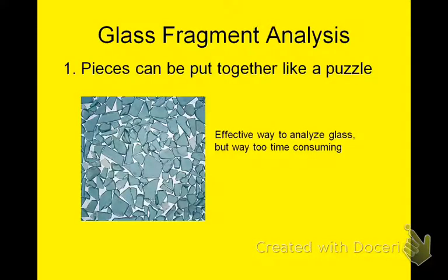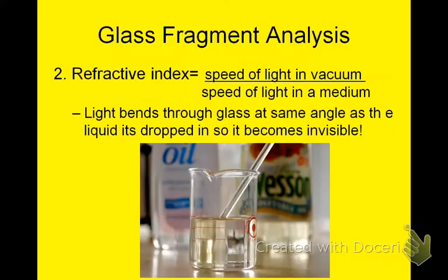When we're analyzing glass fragments, they can be put together like a puzzle. That is very time consuming though. Probably not very fun to do. We can look at the refractive index. So how does this particular sample of glass refract or bend the light? In this case, in the picture, light is bending through the glass at the same angle as the liquid it's dropped into. So since that refraction is the same, in essence it becomes invisible.